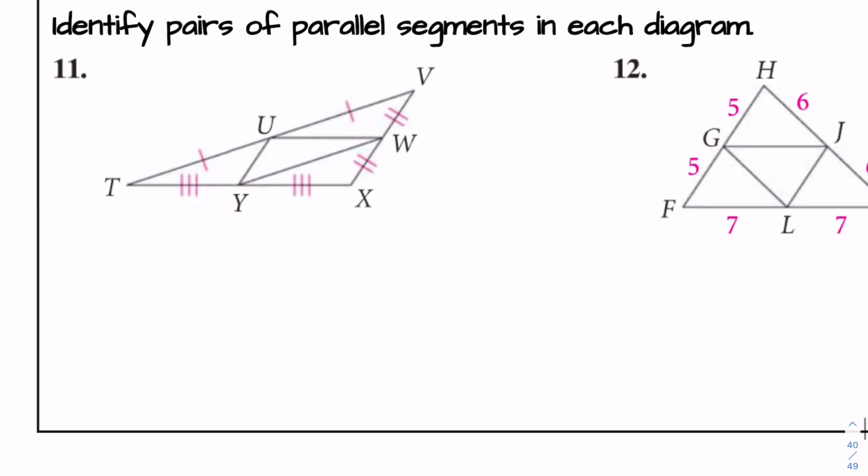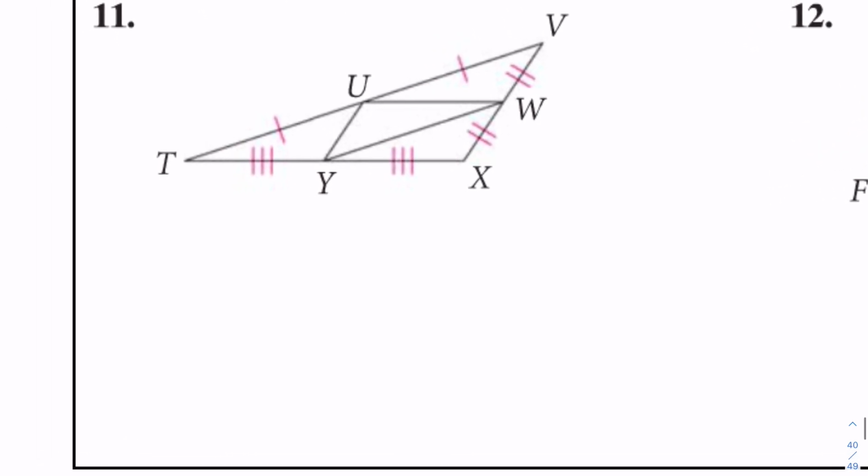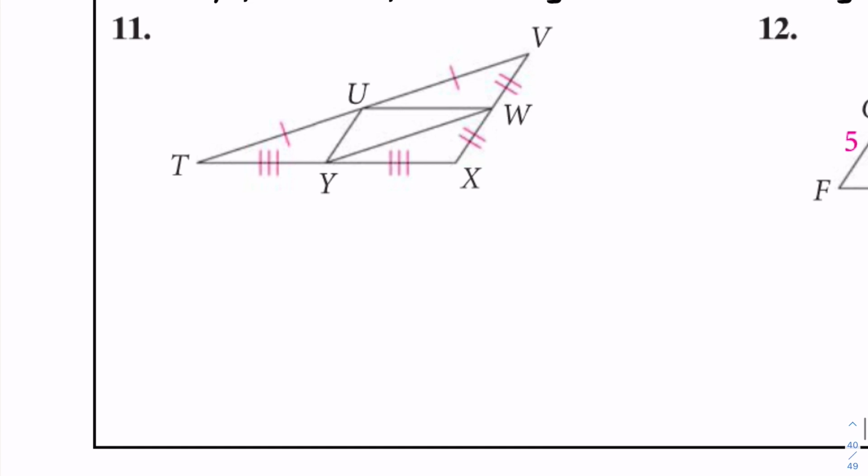Okay, identify pairs of parallel segments. So I'm just going to list the smaller ones and the longer ones, like the shorter and longer. I'm not going to list all 9 possibilities. So I'm going to say UY is parallel to VX. Oh, you know what? I'll call it XV. I'll go in the same order. XV. So UY and XV.